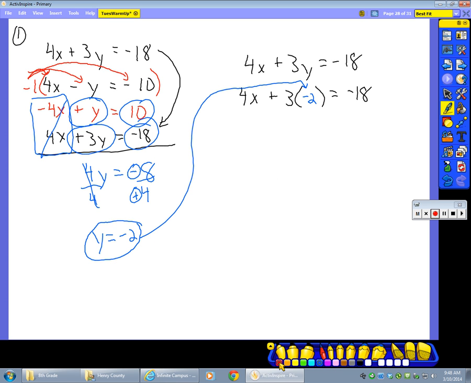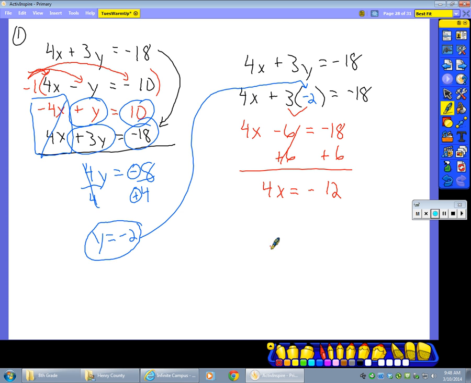And now I'm just going to solve this out. So I still have the 4x. And what is a positive 3 times a negative 2? Negative 6. Good job. And then a negative 18. So now I've got, how am I going to get the x's by themselves? What do you think? Let's go with Hayden. Add 6 to both sides. Great job. So now I'm left with 4x equals negative 12. Good job, Jake.